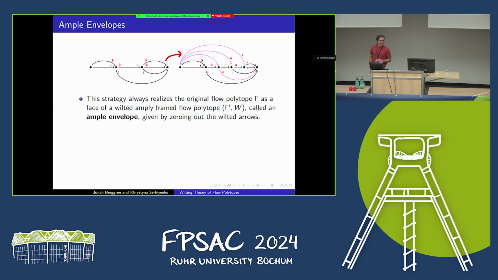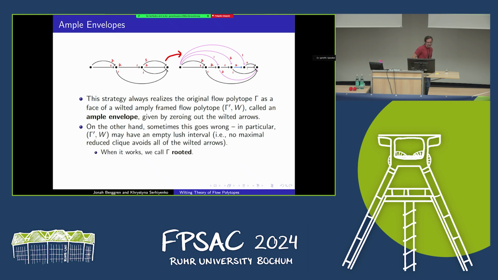And in fact, if I take my framing lattice of the friend on the left, which exists because it's amply framed, and I try to avoid all of these wilted arrows in pink, then I get the DKK triangulation of the thing on the left, meaning that the thing on the left actually has a lattice structure on its DKK triangulation. So this works in this case.